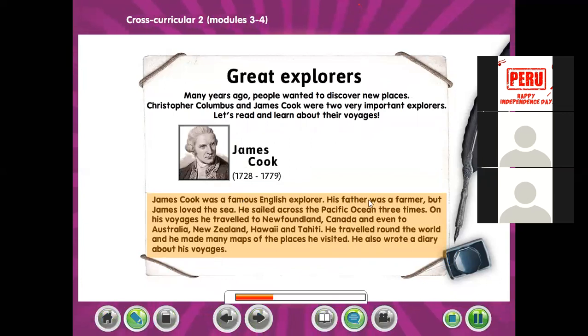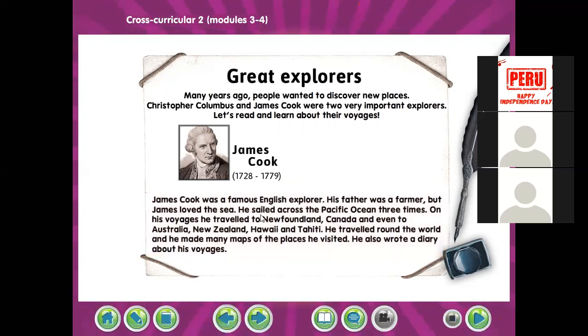His father was a farmer, but James loved the sea. He sailed across the Pacific Ocean 3 times. On his voyages, he traveled to Newfoundland, Canada, and even to Australia, New Zealand, Hawaii, and Tahiti. He traveled around the world, and he made many maps of the places he visited. He also wrote a diary about his voyages. Okay, this is James Cook.